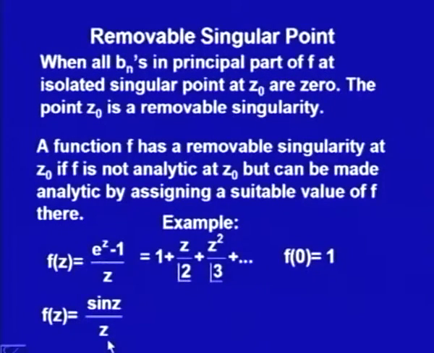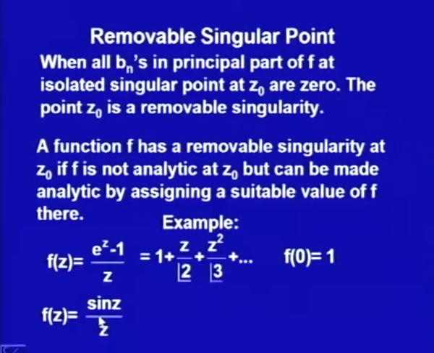Again you find that z equal to 0 is an isolated singular point for this function sin z upon z. But let us see what f is at 0. At 0, sin 0 is 0, so it is again 0 by 0, that is an indeterminate form.